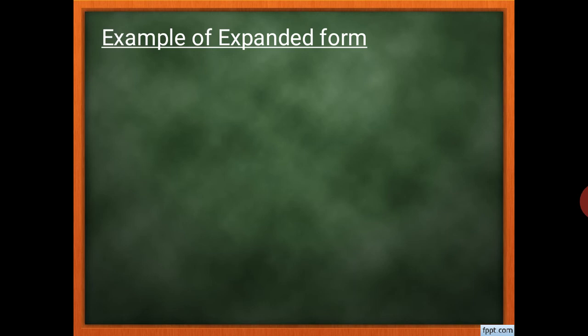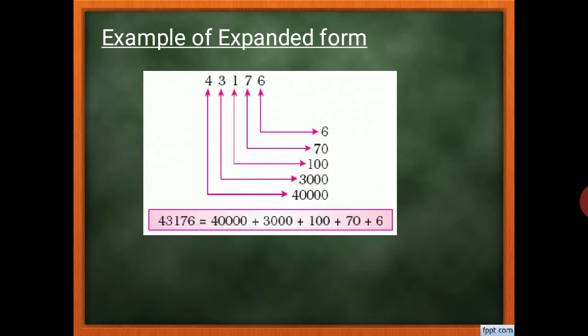Now let's see one more example of expanded form. Like here. As I have told you, if I have a number like 43,176, first we write all its place values. Here the place value of 6 is 6, then 7 is 70, 1 is 100, 3 is 3,000 and 4 is 40,000. So by adding all of them up, it becomes its expanded form.